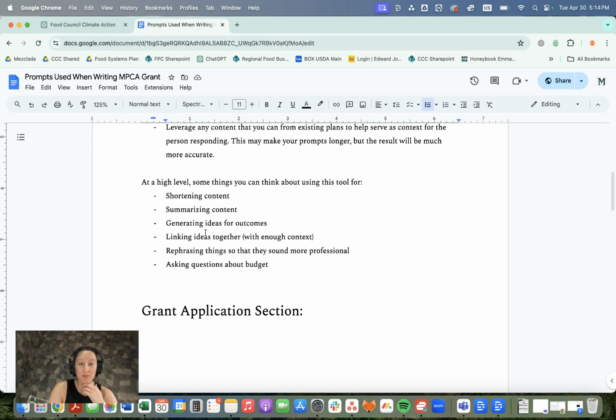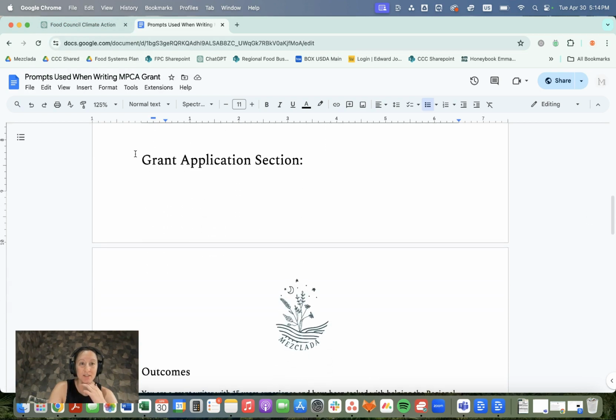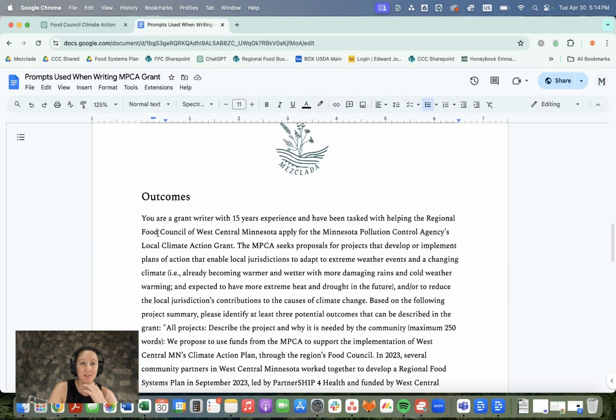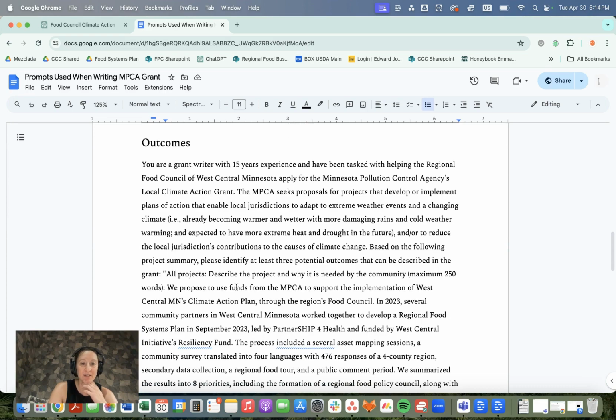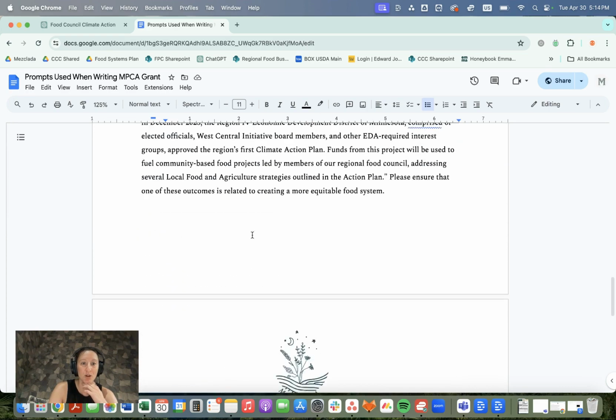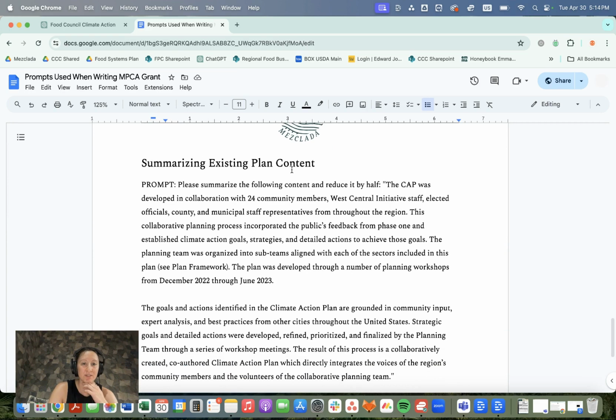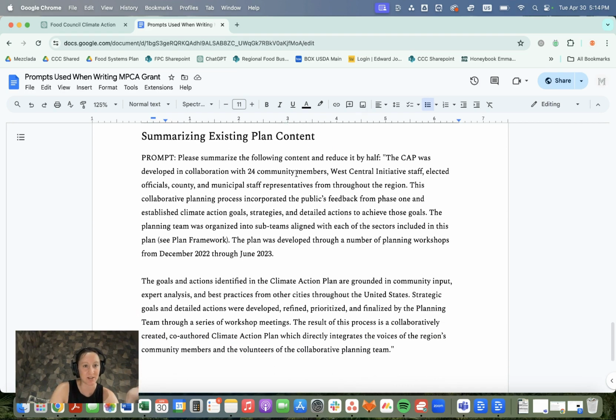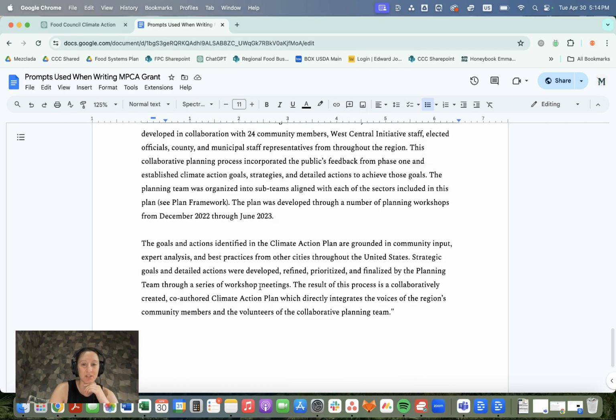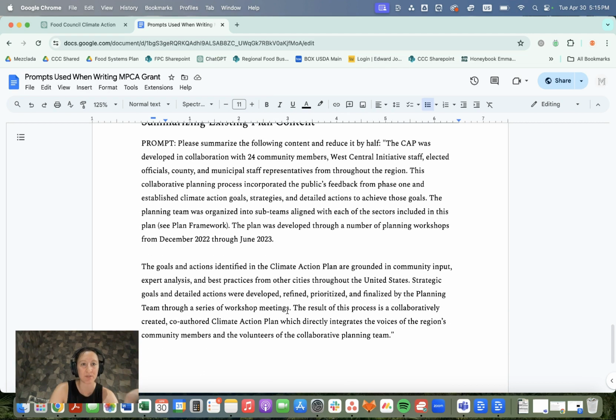And then what I'm going to be copying over for you guys here is the grant application section and then connecting that to the actual prompt that I used. And so this is summarizing existing plan content. And I have the prompt and that kind of thing too. It's all in quotes. That way you can take it.